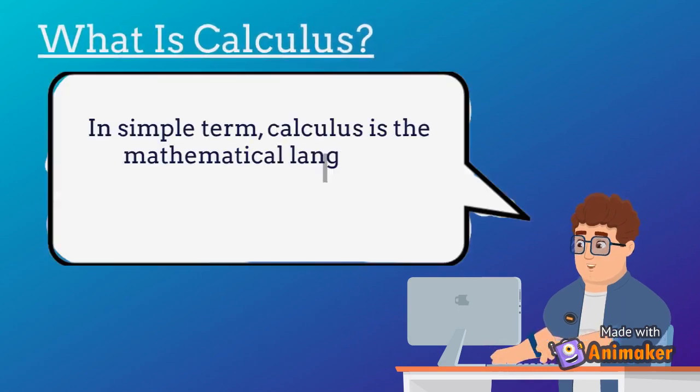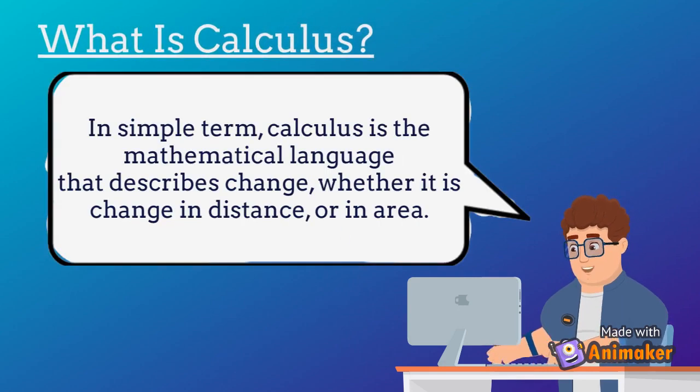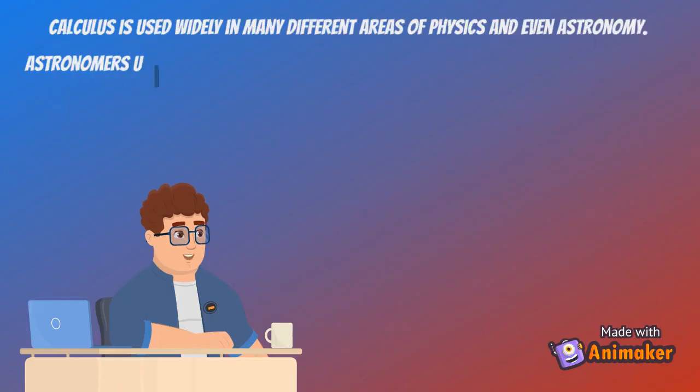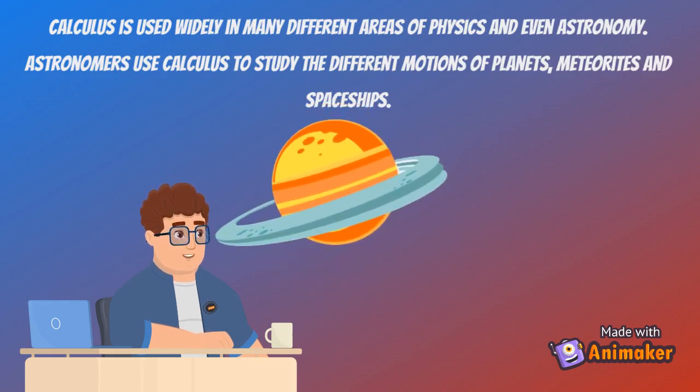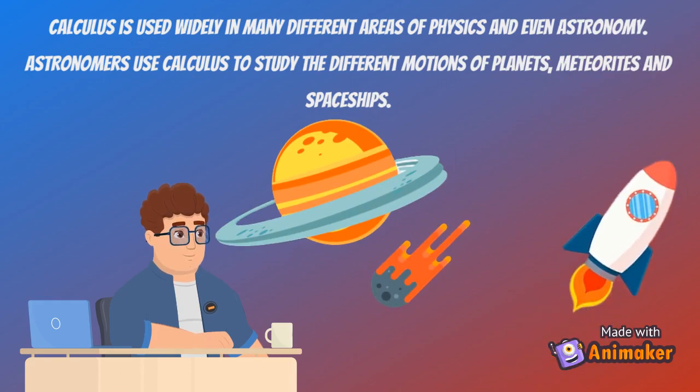What is calculus? In simple terms, calculus is the mathematical language that describes change, whether it is change in distance or in area. Calculus is used widely in many different areas of physics and even astronomy. Astronomers use calculus to study the different motions of planets, meteorites, and spaceships.